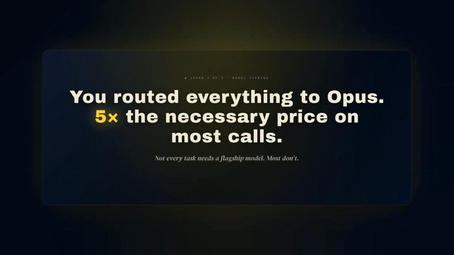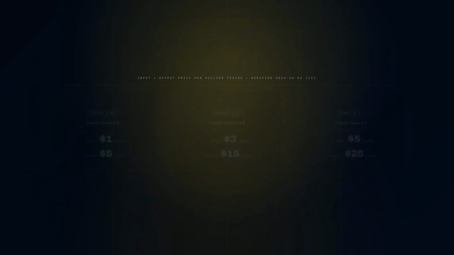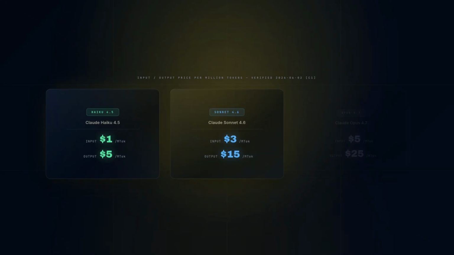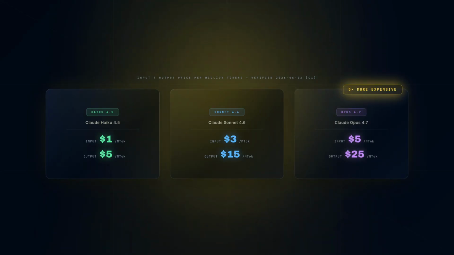You routed everything to Opus because you didn't want to debug quality issues on simpler models. You've been paying 5 times the necessary price on most of your calls. The model tiering decision is about matching task complexity to model capability. Haiku 4.5 is $1 per million input tokens and $5 per million output. Opus 4.7 is 5 times that on both. The question is not which model is best, it's which model is sufficient.